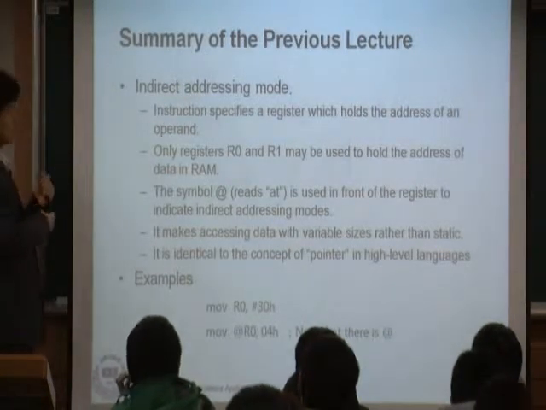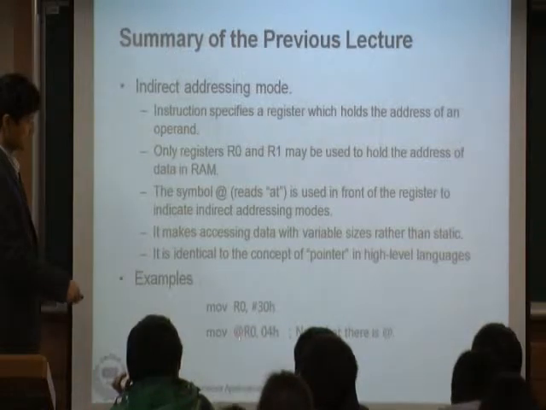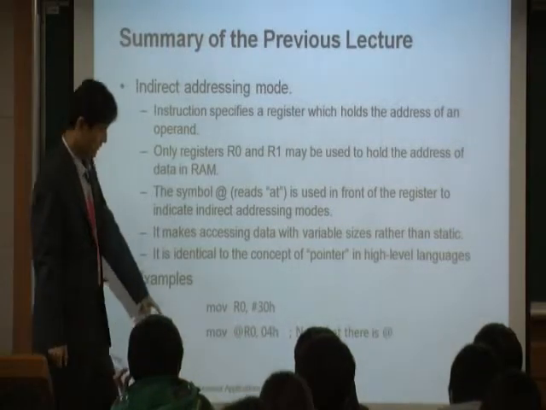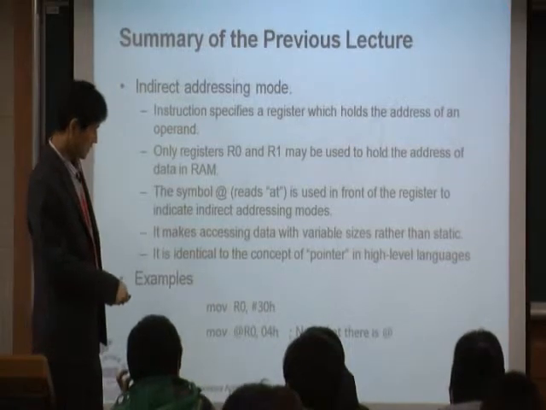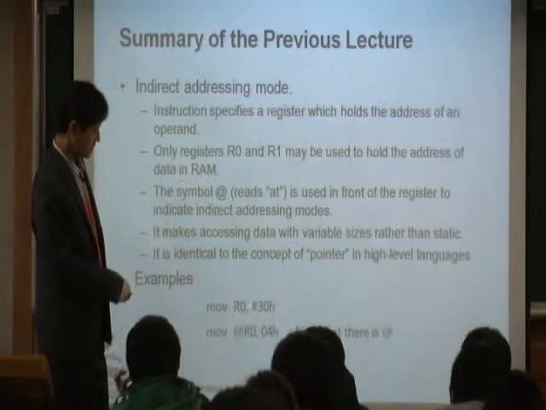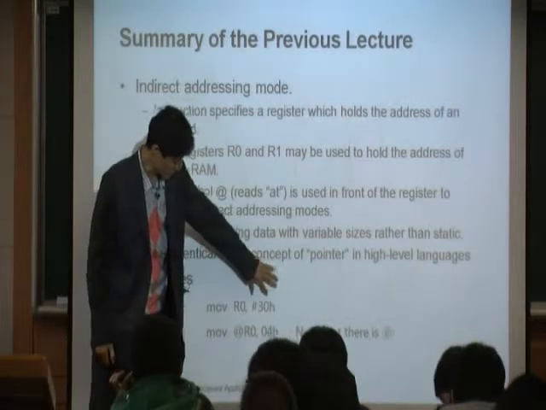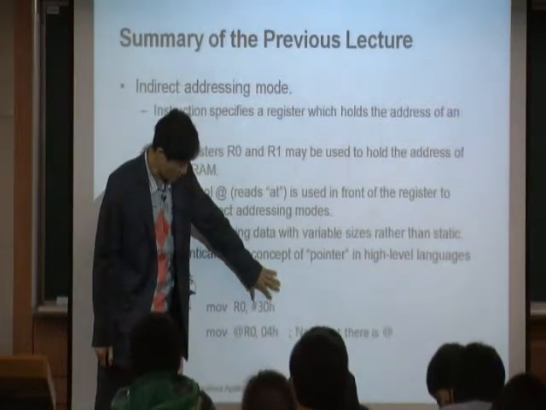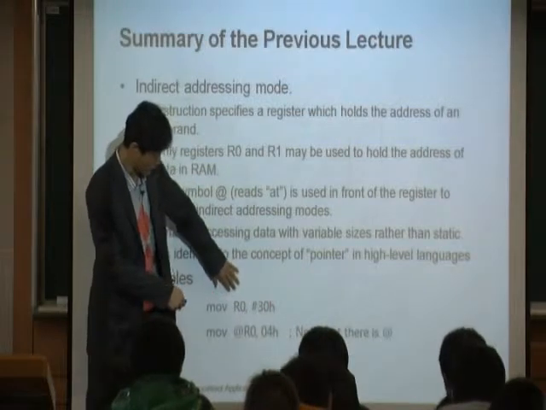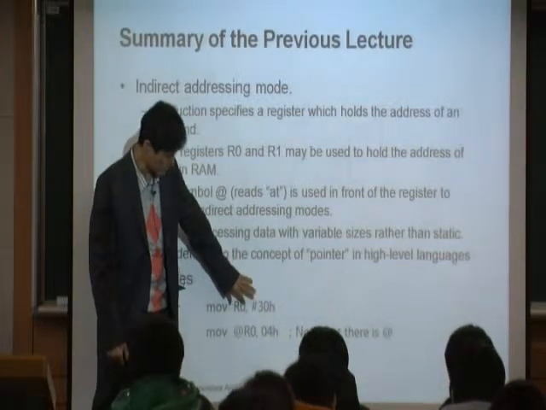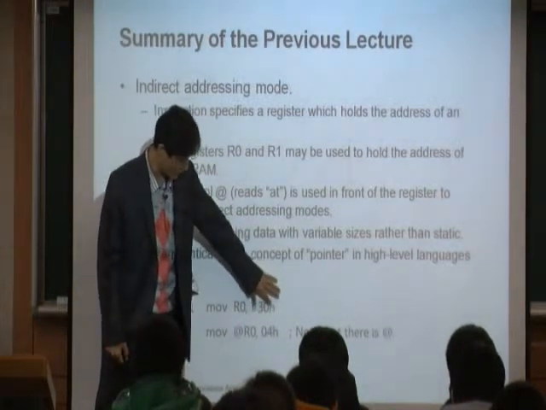In direct addressing mode, in this case, you have the address right here, as you see here. So look at the example here. The first instruction is immediate addressing. You have a value 30H. Copy this value into R0. Once you do this, the R0 register has the value 30H.